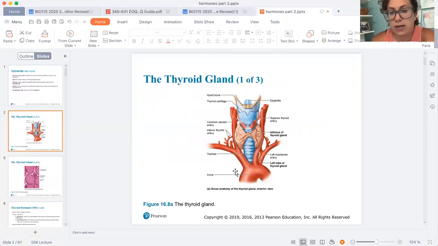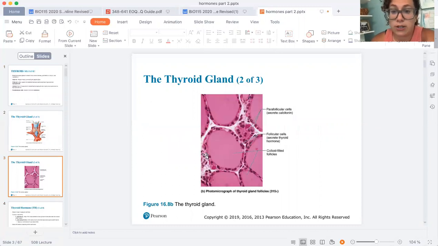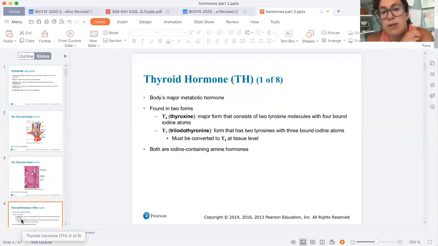So looking at the anatomy here, this is our thyroid gland right here, highly vascularized. Cross section on histology, we see all this colloid here. We have our follicular cells around here and our parafollicular cells right here. Thyroid hormone comes in 2 flavors. We have T4 and T3.